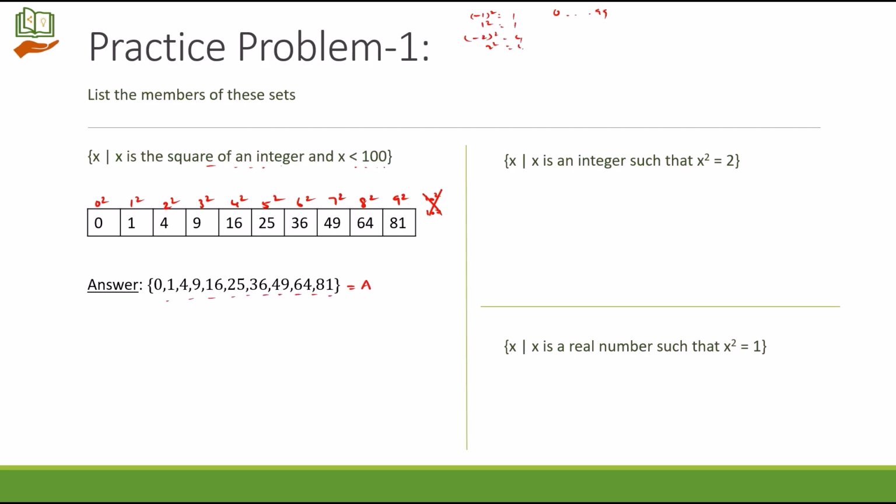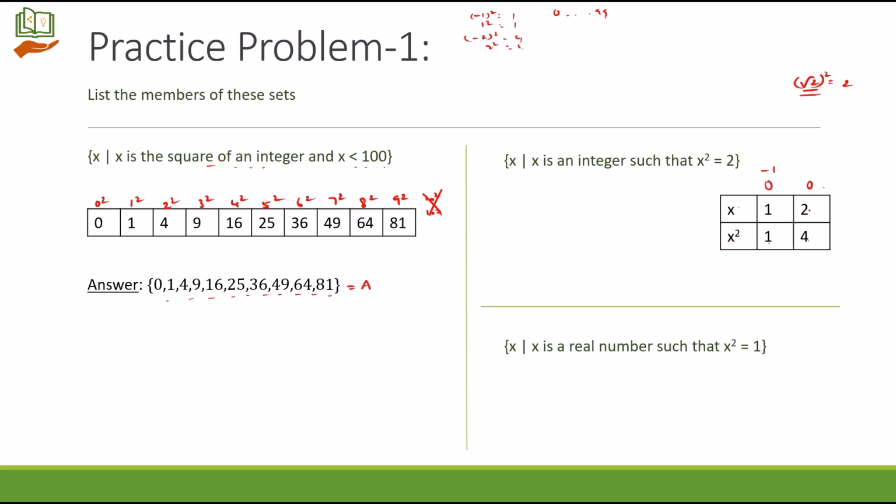What about the second one? X is an integer such that x square is equal to 2. Root 2 the whole square will alone give you 2. But is root 2 an integer? No. If x is going to be 1, x square is 1. If x is going to be 2, x square is equal to 4. If it is 0, it is going to be 0.